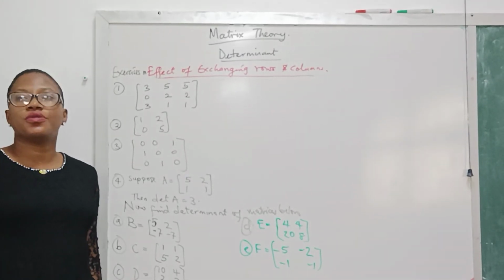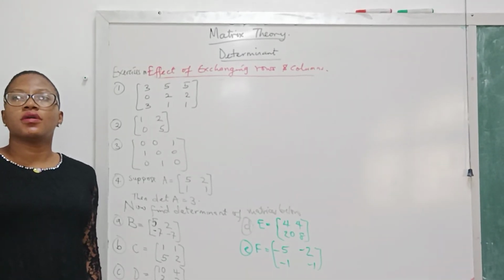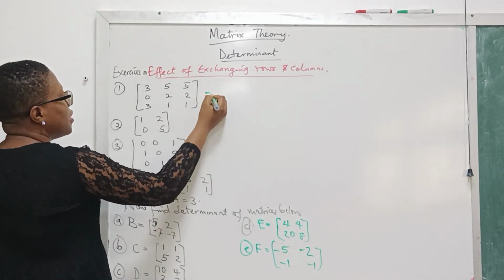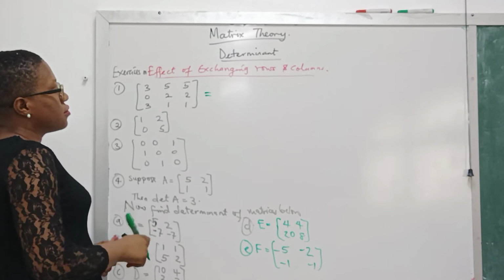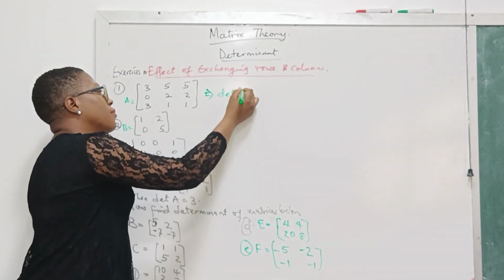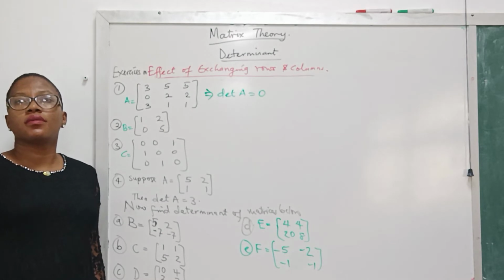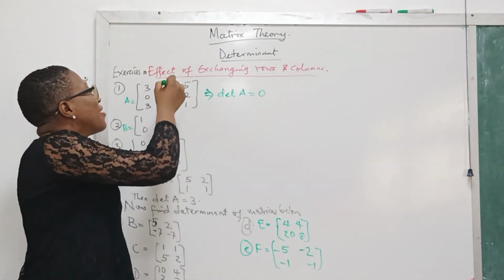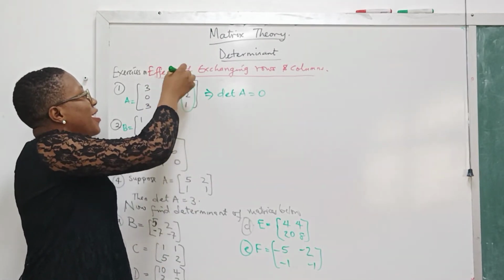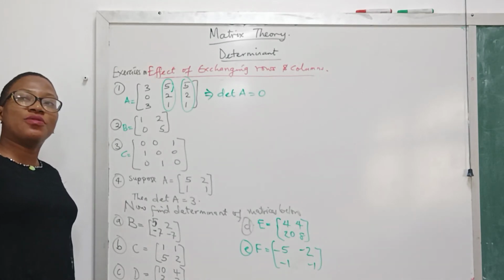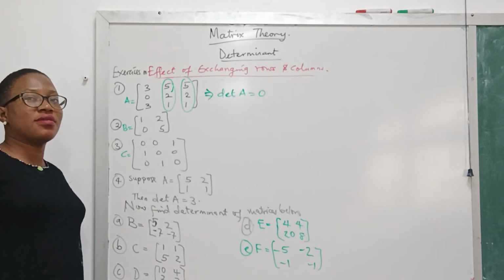At this point, we should be done. Are we all done? Yes. Okay, so let's say the answer. What's the answer? 0. Why? You know it's 0. This column and this column are exactly the same. So it's 0. When you have identical rows or identical columns, you get 0.